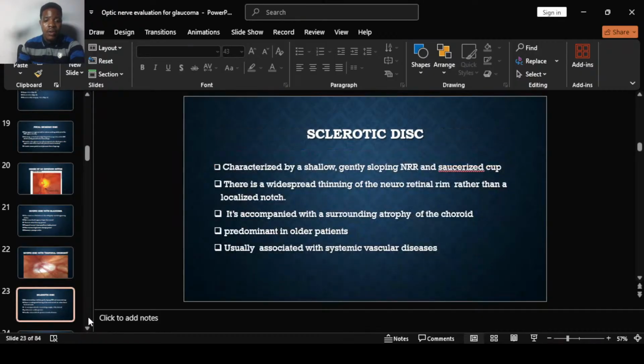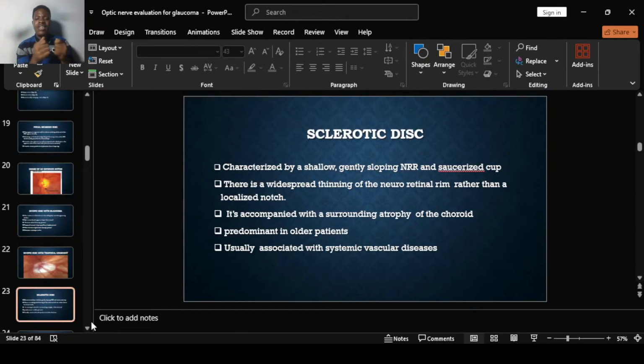The next is sclerotic disc. It is characterized by a shallow, gently sloping neuroretinal rim and saucer-shaped cup. There is a widespread thinning of the neuroretinal rim rather than a localized notch. Remember, in focal ischemic notch, we say that the notching is localized. It could be inferior, it could be superior. But in a sclerotic disc, we find that the loss in neuroretinal rim is generalized.